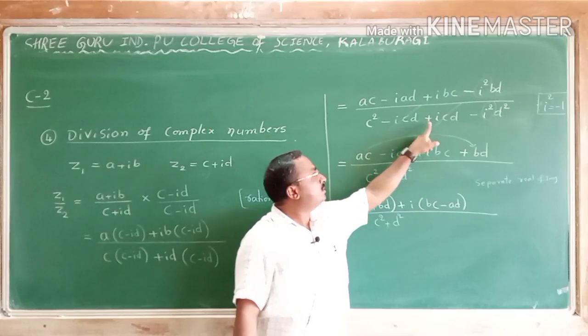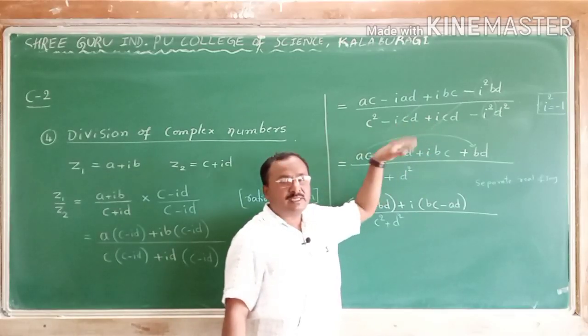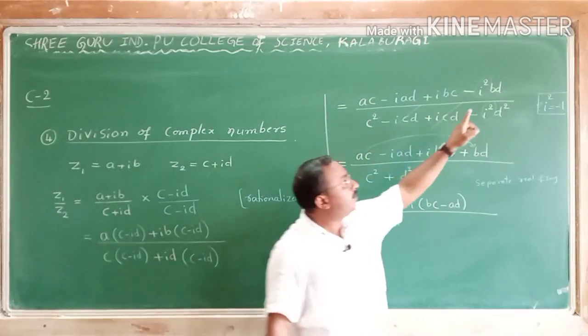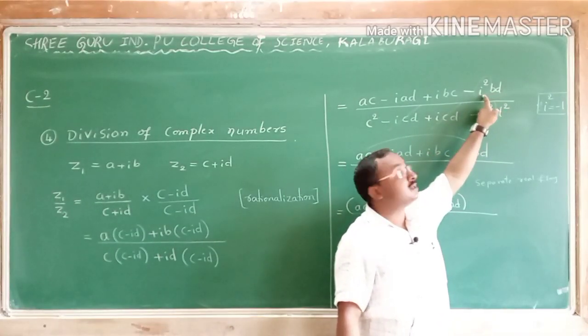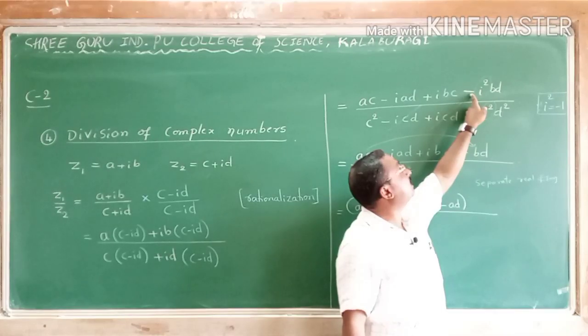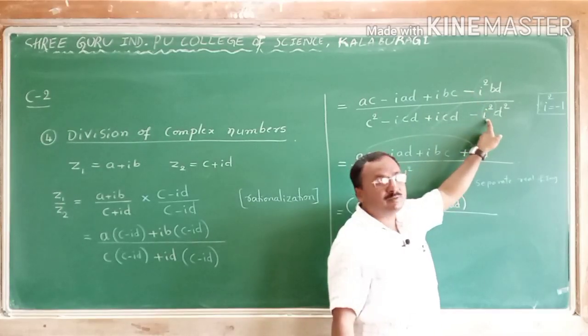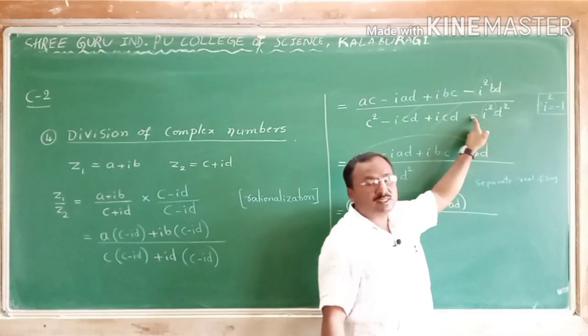Here one value is positive, one value is negative, both get cancelled. But keep in mind a very important point: what is the value of i square? Minus 1. The i square value is minus 1, so this minus becomes plus.